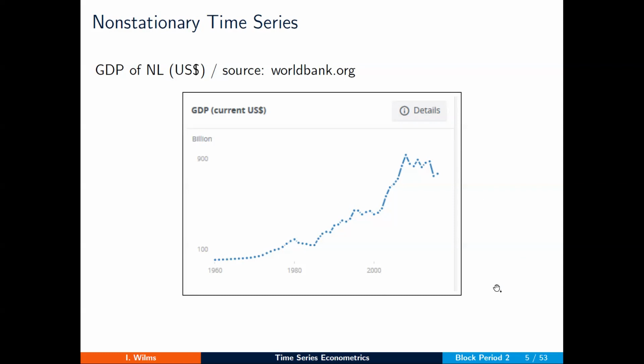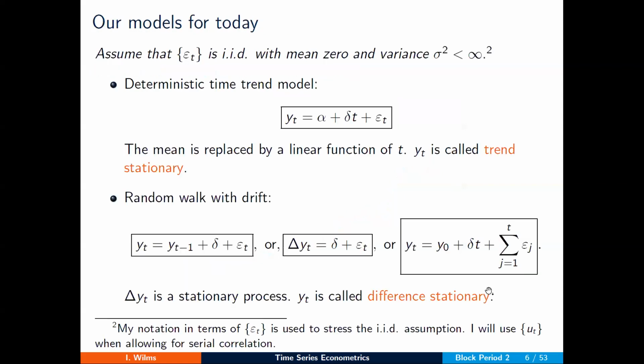Now, this is, of course, only one example, but there are many time series that are non-stationary. So we also need to have the appropriate tools to deal with these time series. Now, today we will mainly focus on two non-stationary processes. Let's say that we work for now with models where we have IID errors with mean 0 and variance sigma squared, so finite.